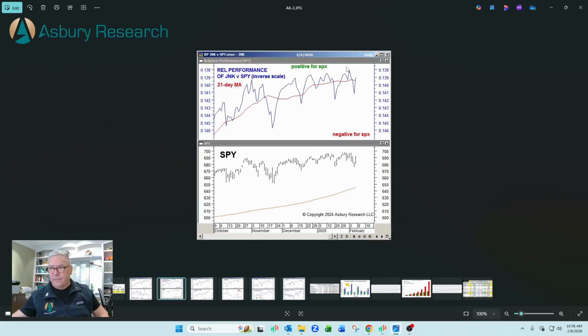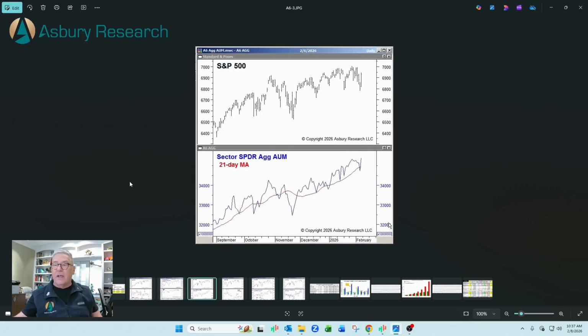You can see on Thursday, we were well below the 21-day moving average, as we were here in November and earlier in the year. It came roaring back on Friday, and now we're back up above the 21-day moving average, so that one has turned back to positive. This is the assets under management, the AUM, in the S&P 500. You can see it dipped below its 21-day moving average on Thursday and went roaring back on Friday.